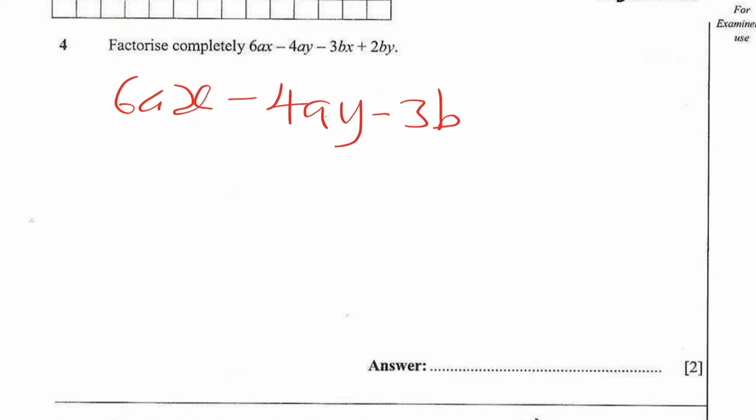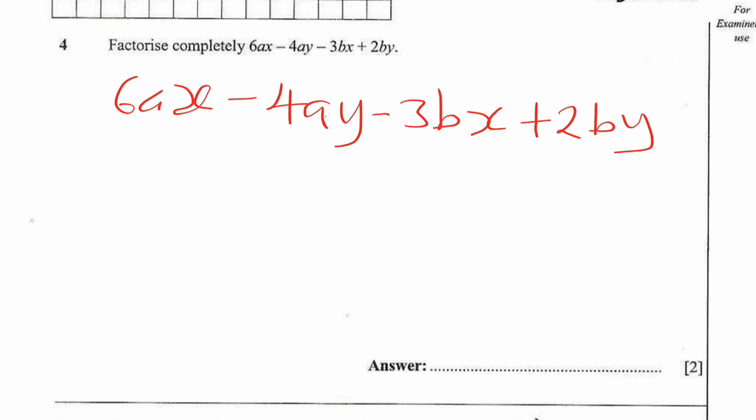So let's factorize this one. Here we are asked to factorize completely 6ax minus 4ay minus 3bx plus 2by. Okay, now here we are going to factorize by grouping. We are going to factorize by grouping.